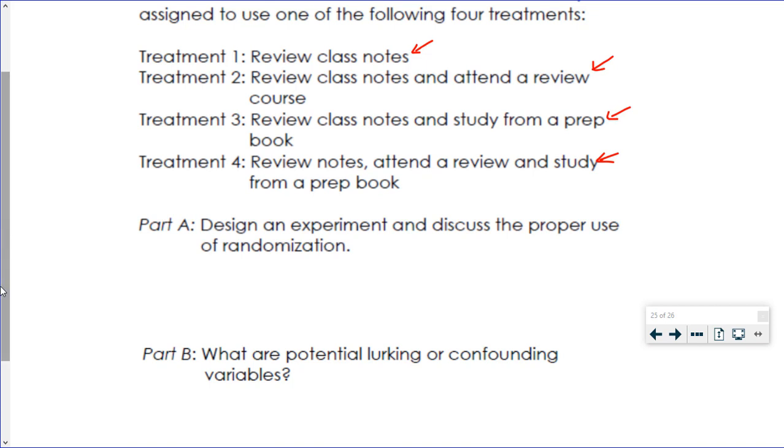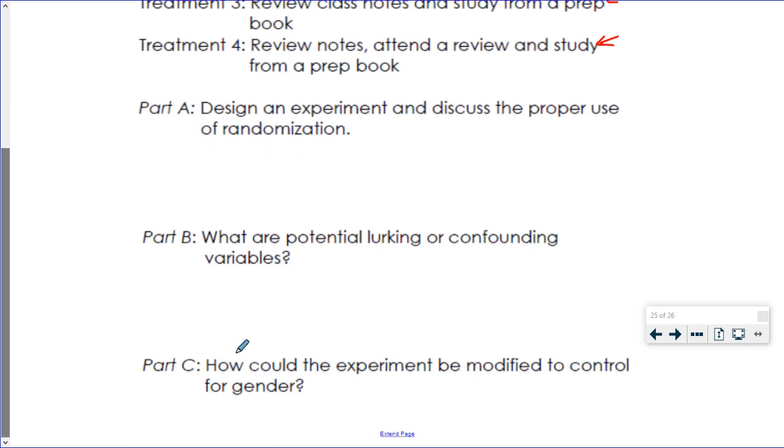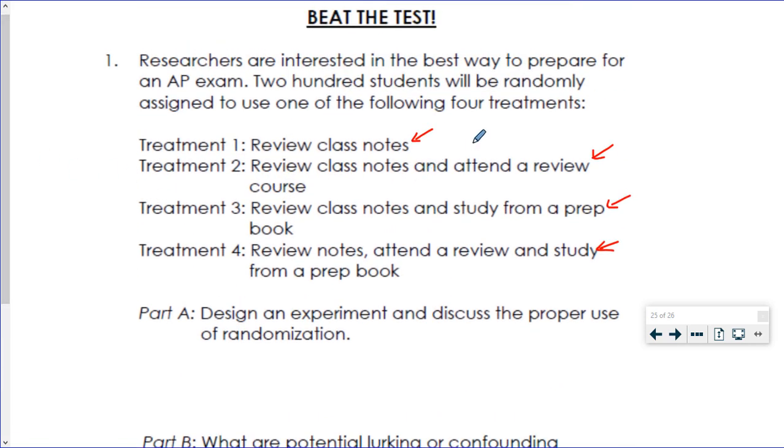All right. How could the experiment be modified to control for gender? All right, so controlling for gender, you would want to make sure that, let's say that 100 of these students are male and 100 are female. Well, then you would want to have 25 and 25 in each group. You wouldn't want to have any of these groups be heavily male or heavily female. You'd want to split it up equally.